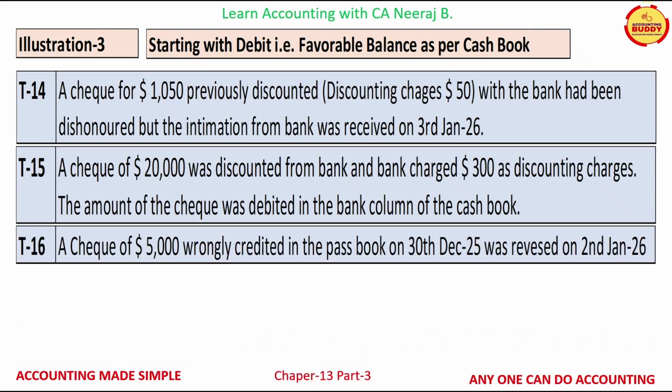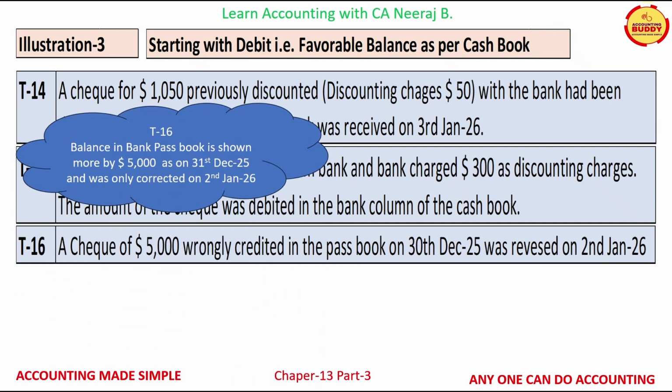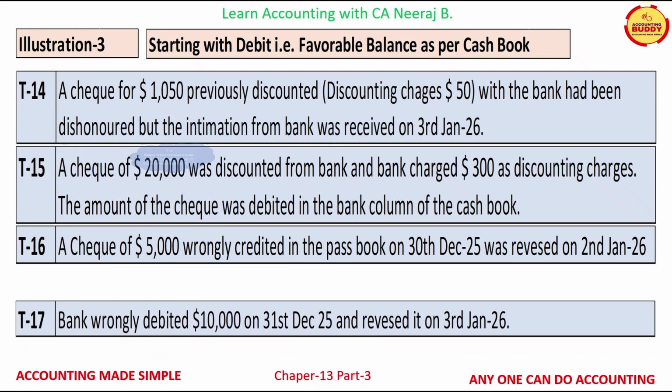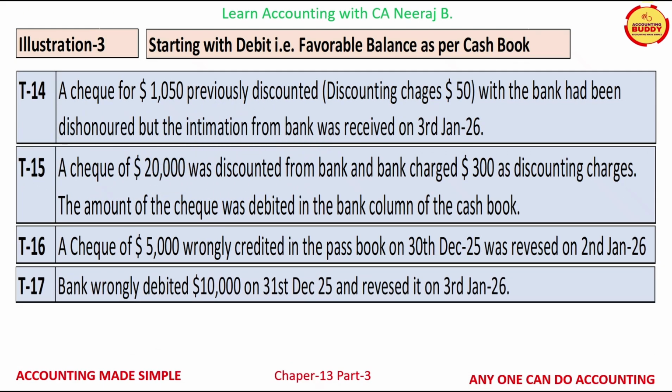T16 unmatched transaction is a check of $5,000 wrongly credited in the bank passbook on 30th of December 25 was reversed on 2nd of January 26. Let us understand this transaction. Balance in the bank passbook is shown more by $5,000 as on 31st December 25 and was only corrected on 2nd of January 26.